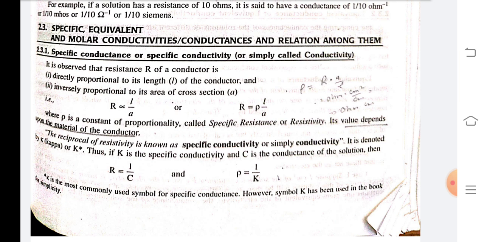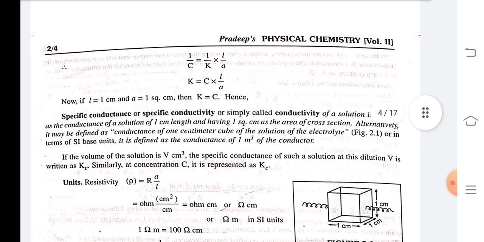Thus, if K is the specific conductivity and C is the conductance of the solution, then R is equal to 1 by C and rho is equal to 1 by K. So 1 by C is equal to 1 by K into L by A. K is equal to C into L by A. Now, if L is equal to 1 centimeter and A is equal to 1 square centimeter, then K is equal to C. Then, specific conductance or specific conductivity of a solution is defined as the conductance of a solution of 1 centimeter length having 1 square centimeter as the area of cross section.